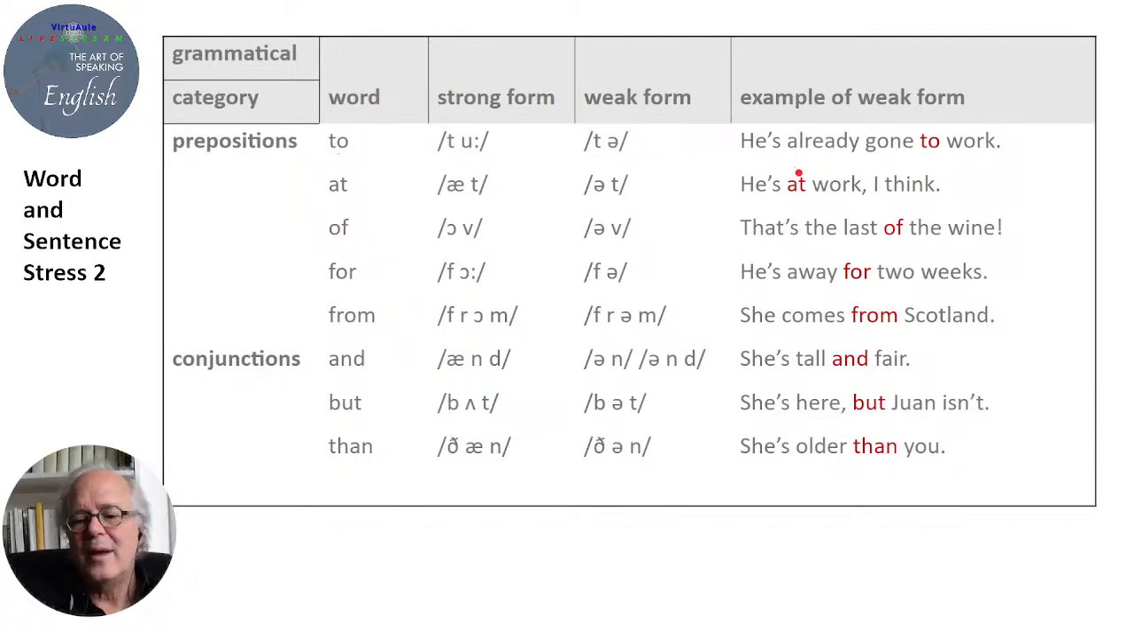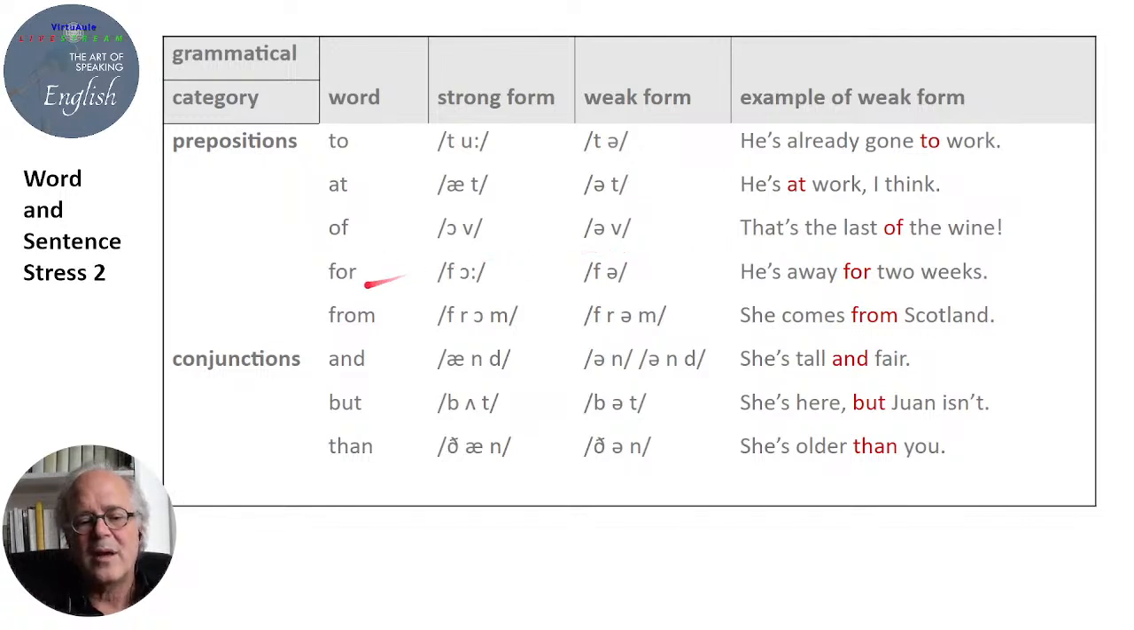Prepositions. To. He's already gone to work. To work. To gets changed to t. At. He's at work, I think. He's at work. Very short. Of gets changed to of. That's the last of the wine.